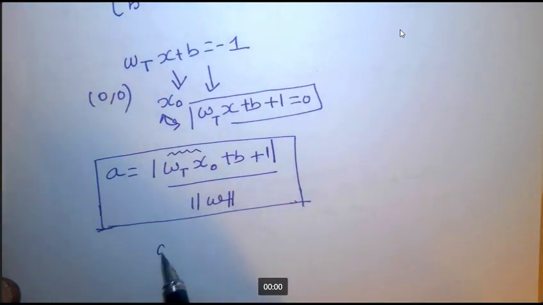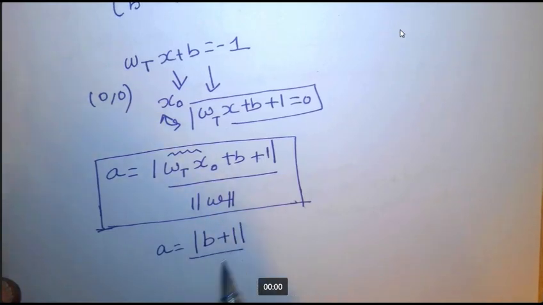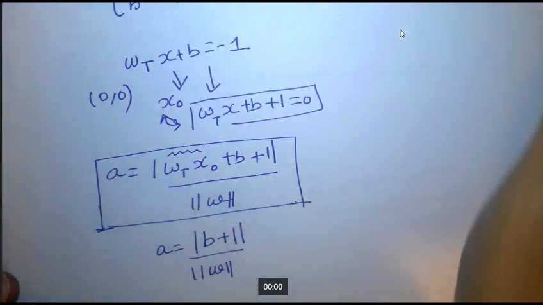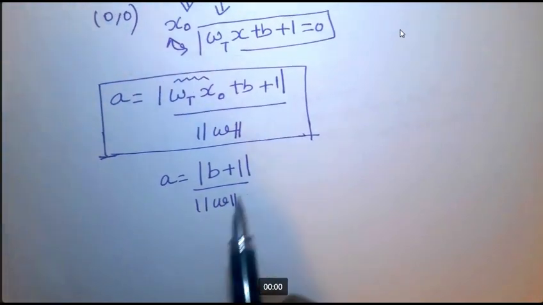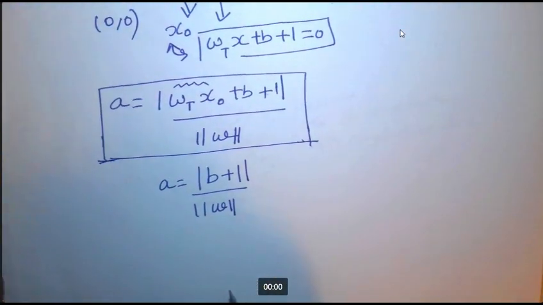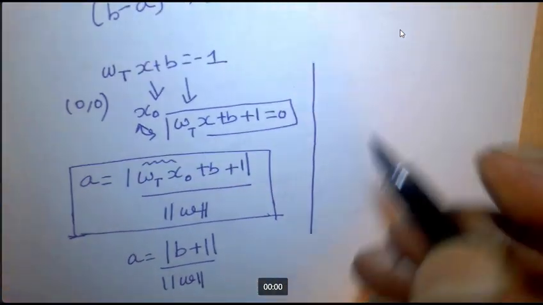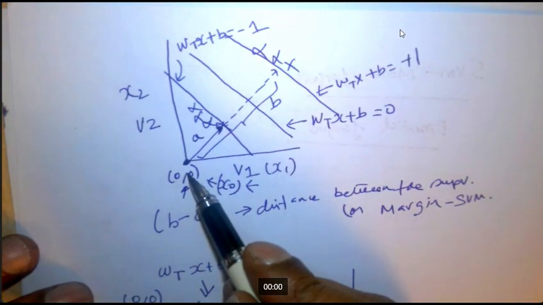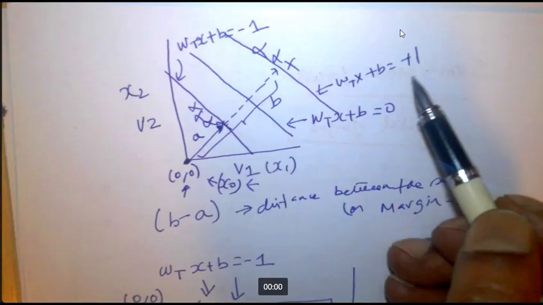So a is equal to just the modulus of b + 1 divided by the norm of omega. Omega is nothing but your vector which is pointing towards the best direction, where the distance between p max and p minimum is maximum. Similarly, you can calculate the distance between (0, 0) and the other vector w^T x + b + a, which is equal to 1.